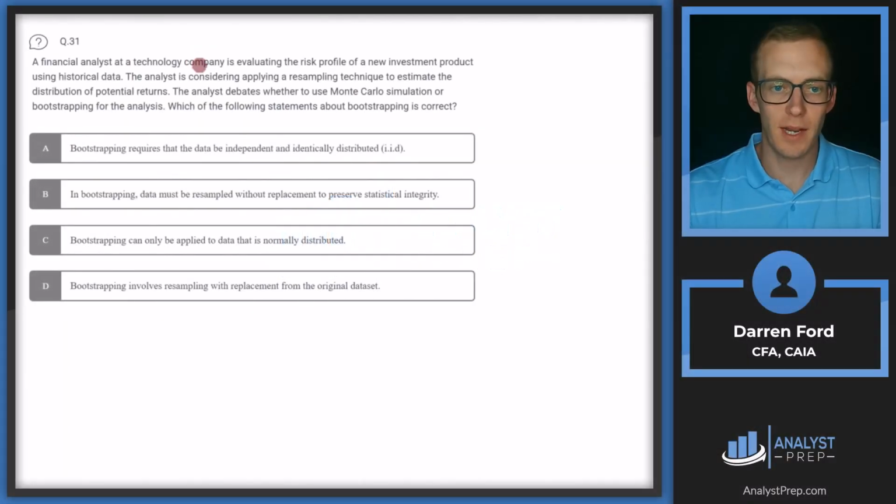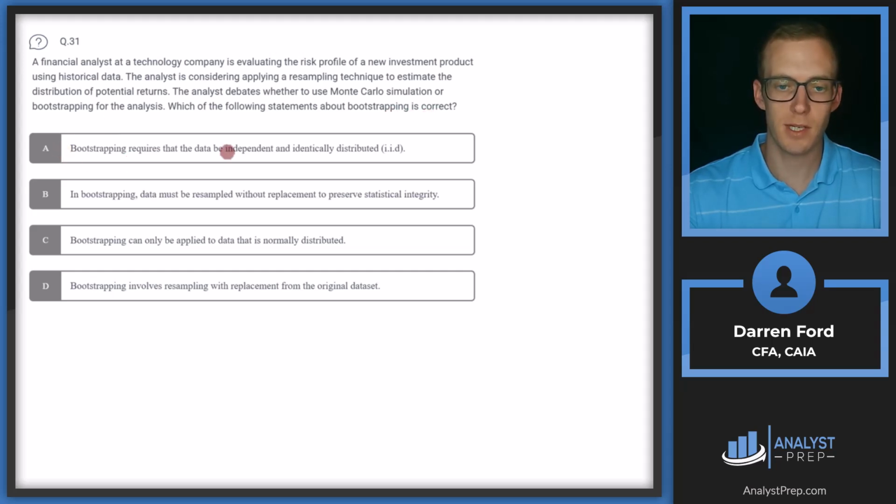Question 31. A financial analyst at a technology company is evaluating the risk profile of a new investment product using historical data. The analyst is considering applying a resampling technique to estimate the distribution of potential returns. The analyst debates whether to use Monte Carlo simulation or bootstrapping for the analysis. Which of the following statements about bootstrapping is correct?